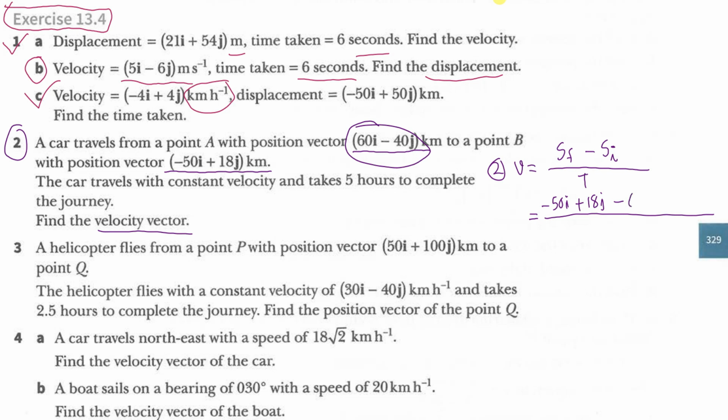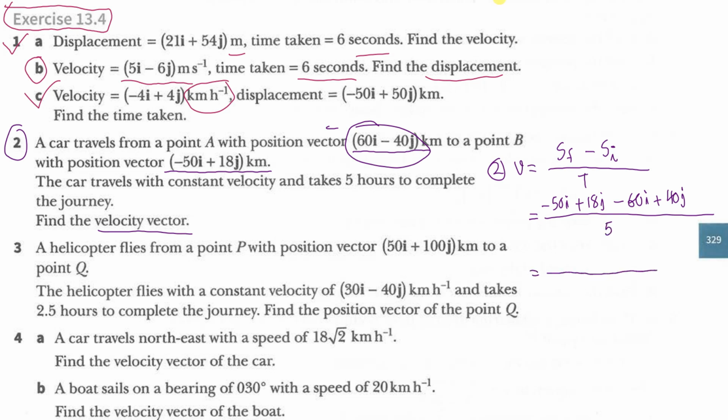We subtract this one, so minus 60i plus 40j, because there is a minus sign in front of it. The time taken in this journey is given as 5 hours, so we divide by 5.